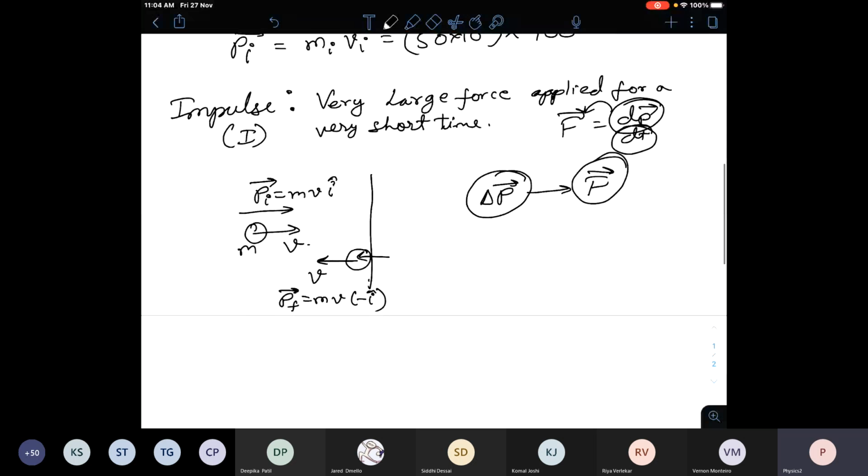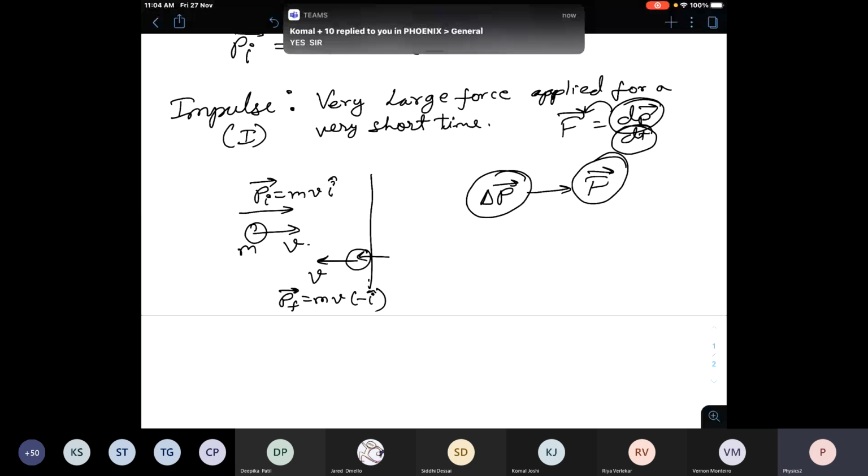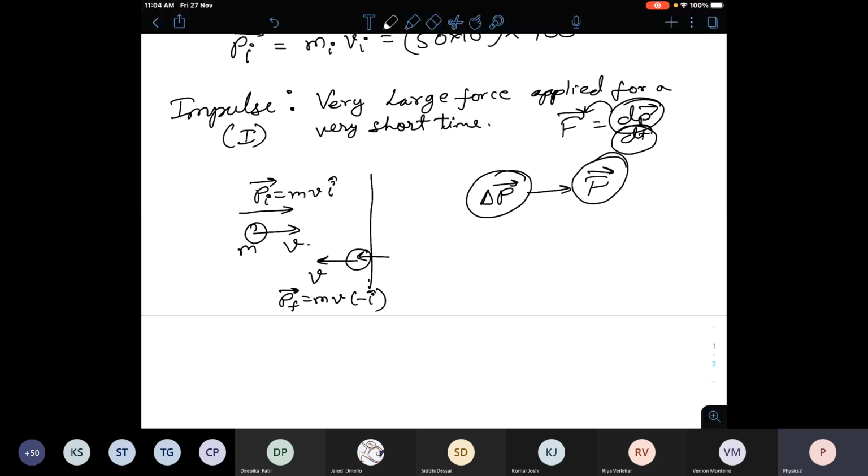Now see, this is the theoretical definition of impulse. What about the mathematical formula of impulse? How to calculate the impulse? I know that there is a force, I know that it is applied for a very short time, but what is the magnitude? How much is the impulse being applied by the wall? For that there is a mathematical relation for impulse, that is integration of F dot dt, force for a very short interval of time. Force into very short interval of time, that is impulse.